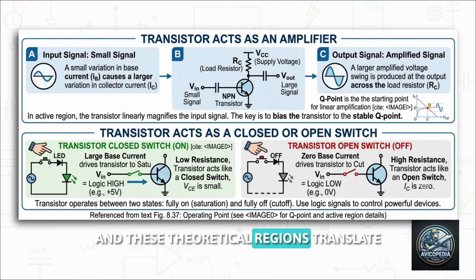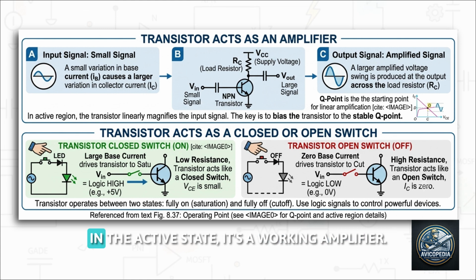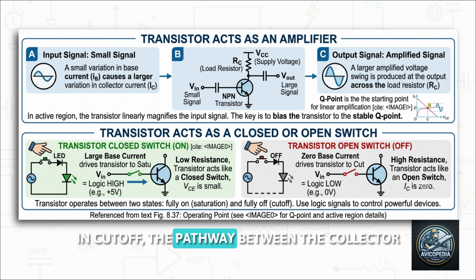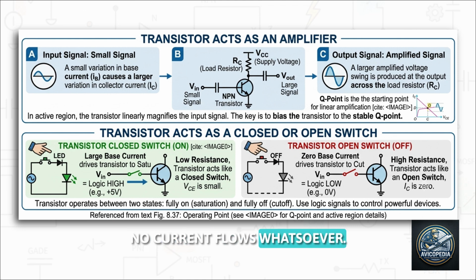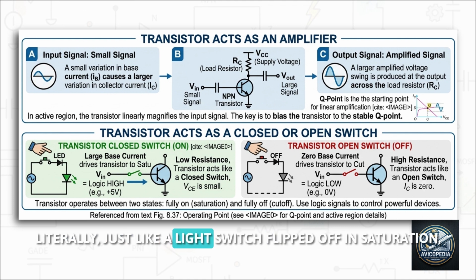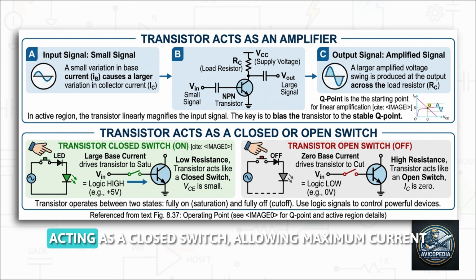And these theoretical regions translate into stark physical realities for the circuit. In the active state, it's a working amplifier. In cutoff, the pathway between the collector and the emitter is completely open. No current flows whatsoever, literally just like a light switch flipped off. In saturation, it effectively shorts the collector and emitter together, acting as a closed switch, allowing maximum current to just pour right through.